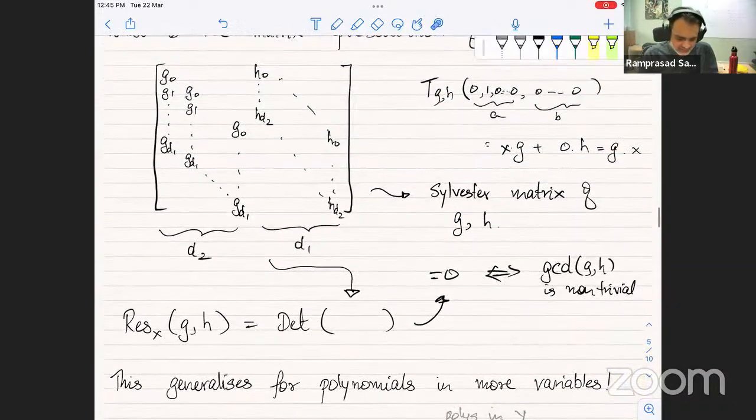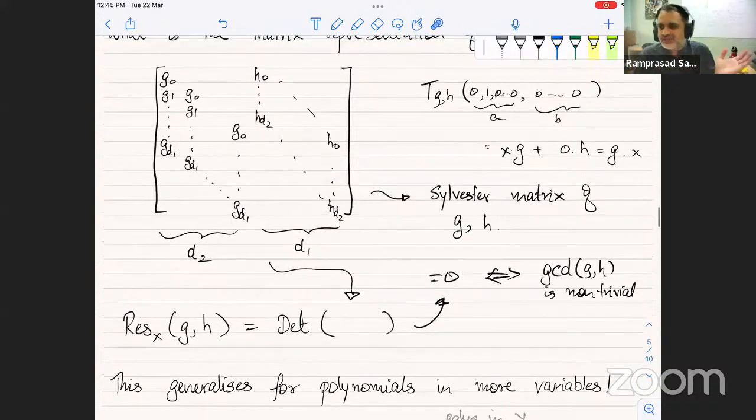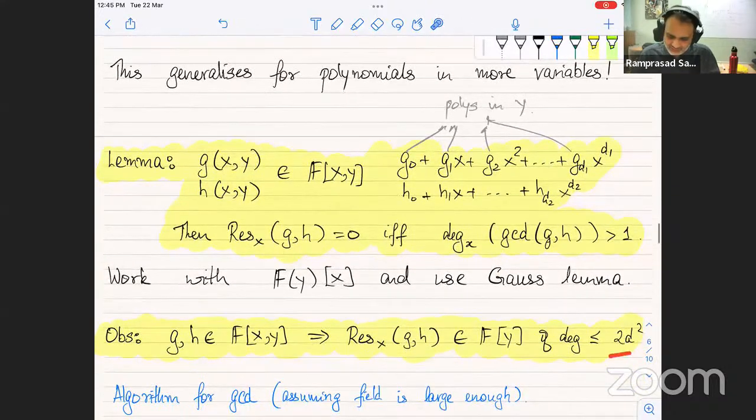Notice that the largest possible degree each entry can have is D, because each is one of the coefficients of the two polynomials involved. And this matrix, at best, is a 2D cross 2D matrix. So a stupid bound you can put on the degree of the resultant is just 2D times D, which is 2D squared. So this 2D squared will start showing up a lot. Whenever you see a 2D squared in a problem, you will know that some resultant is involved.